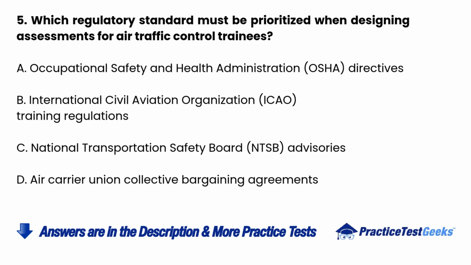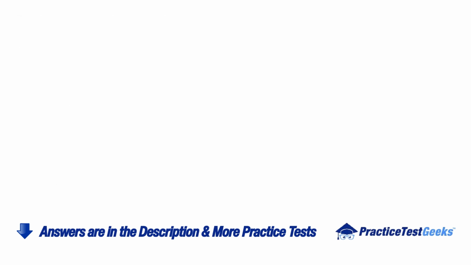5. Which regulatory standard must be prioritized when designing assessments for air traffic control trainees? A. Occupational Safety and Health Administration (OSHA) directives. B. International Civil Aviation Organization (ICAO) training regulations. C. National Transportation Safety Board (NTSB) advisories. D. Air Carrier Union collective bargaining agreements.